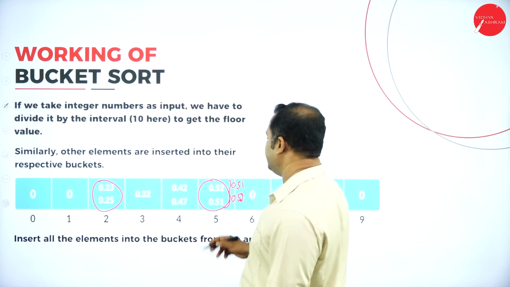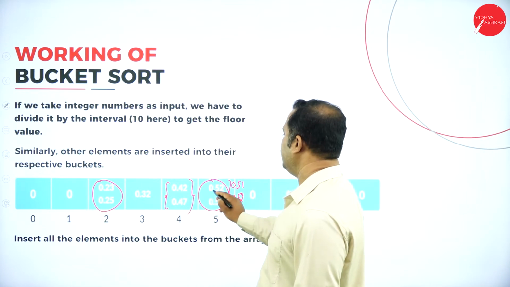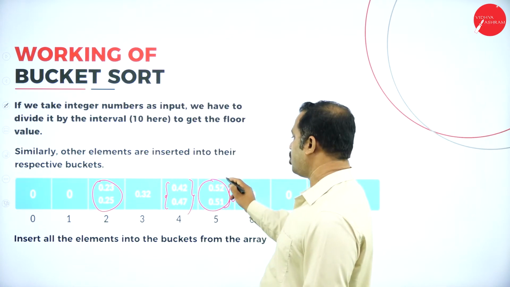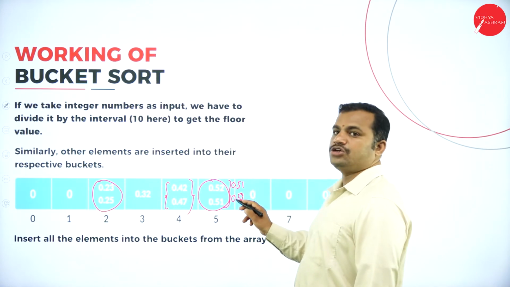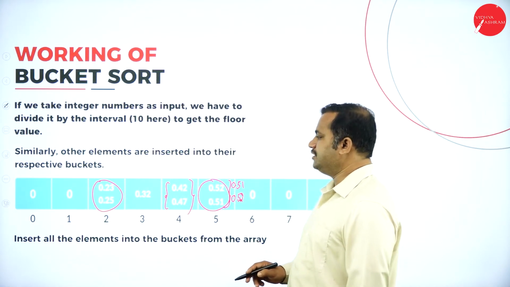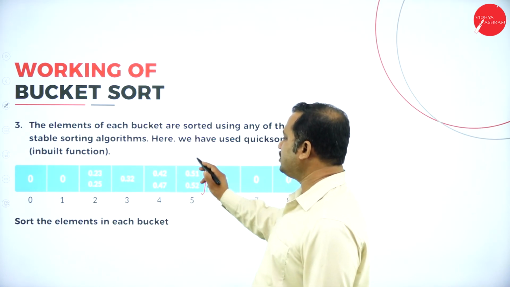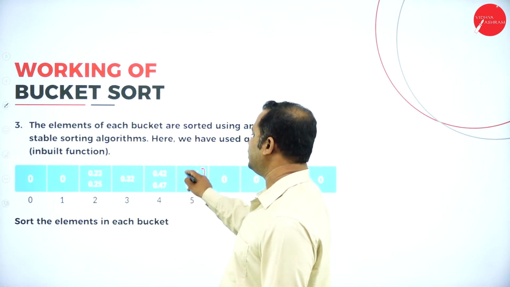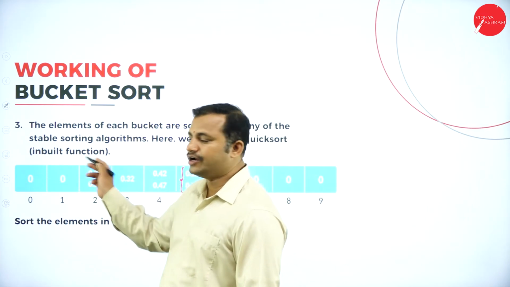So you can see here that 0.42 and 0.47 is already sorted. This one is not sorted, so it has to be sorted. If it is sorted, that turns out to be the value 0.51 and 0.52 in this location. Then finally we will get the items in the sorted format in this. Sort the elements in each of these buckets. So totally that turns out to be this format. Then finally we will scatter it into different locations.